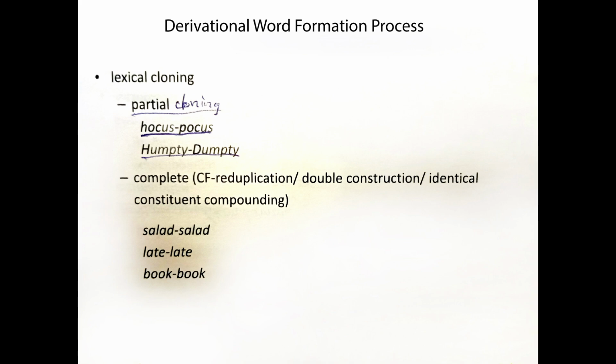The second part of lexical cloning is called complete. Basically, you can guess from the word complete, it just doubles the first word and makes a doubled word, right? In cases like salad, late, book, right?